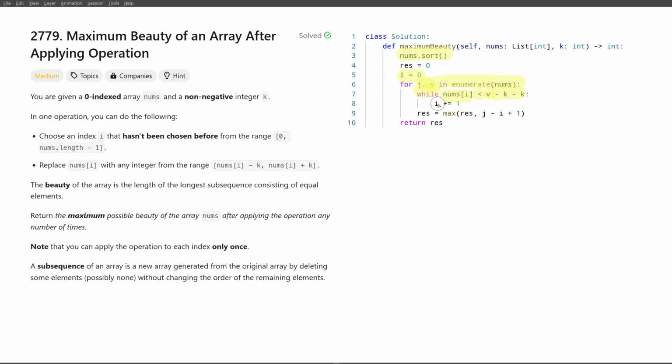While that is true, we have to push the left hand forward, and after all this is done, i is pointing to the leftmost value, which is still not smaller than v minus 2 times k.